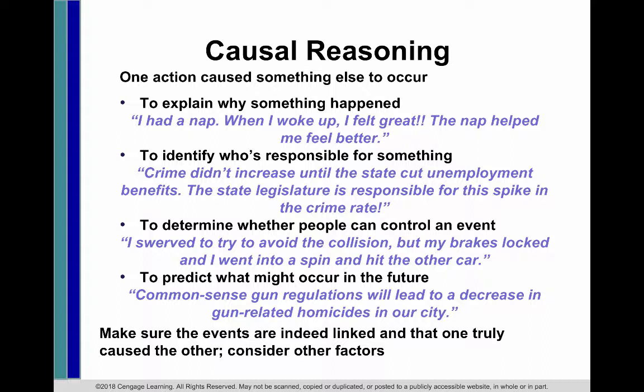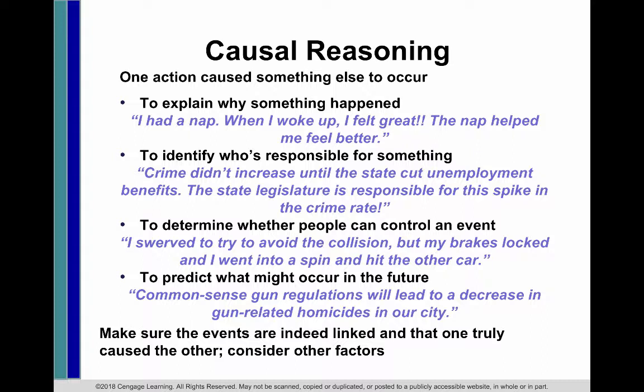You can also use it to determine whether people can control an event like this. I swerved to try to avoid the collision, but my brakes locked and I went into a spin and hit the other car. And it's also helpful for making a guess about what might occur in the future, as in this example. Common sense gun regulations will lead to a decrease in gun-related homicides in our city.